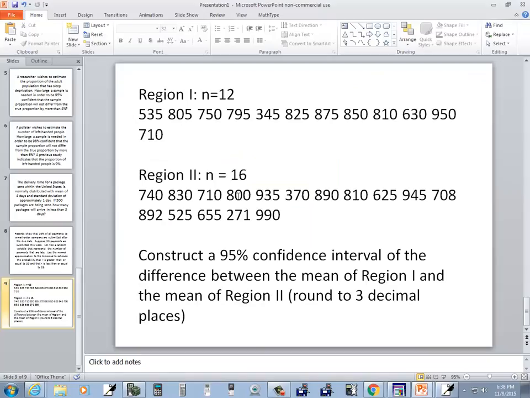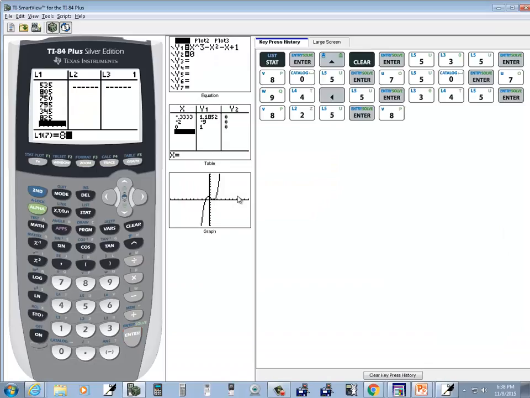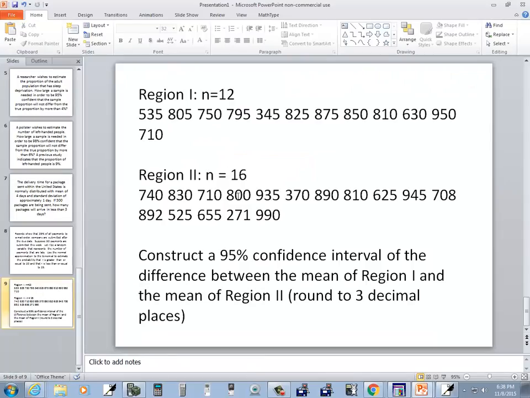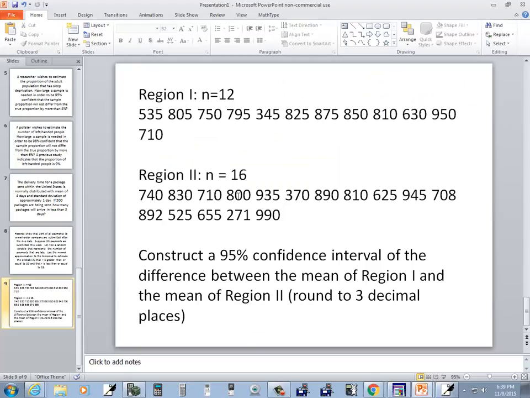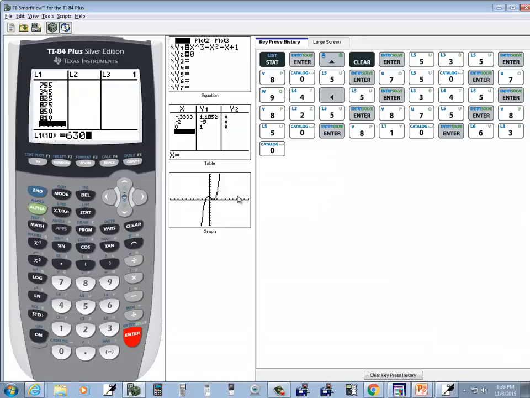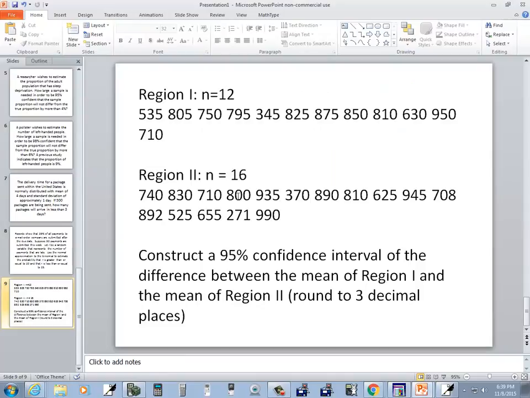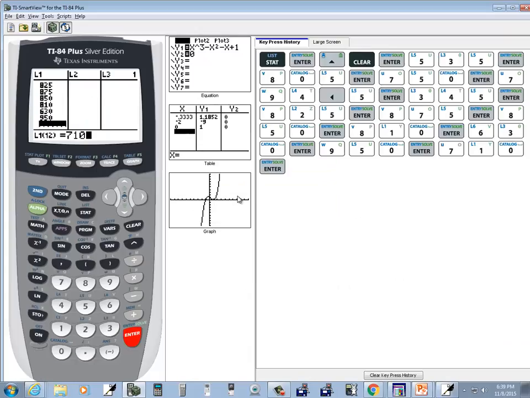825, 875, 850, 810, 630, 950, and 710. Double check my numbers.